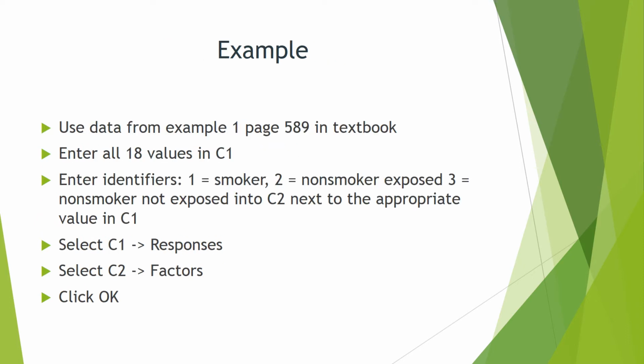So for example, this example comes from page 589 in your textbook. You're going to enter all 18 values in C1. The next two, all of the values that came from the smokers, in column 2, you're going to put 1s next to all those values. Then to all the values that came from the non-smokers exposed, you're going to enter 2s into column 2. And for all the non-smokers not exposed values, you're going to enter 3s into column 2. Then you're going to select C1 for responses and C2 for your factors, and you click OK.